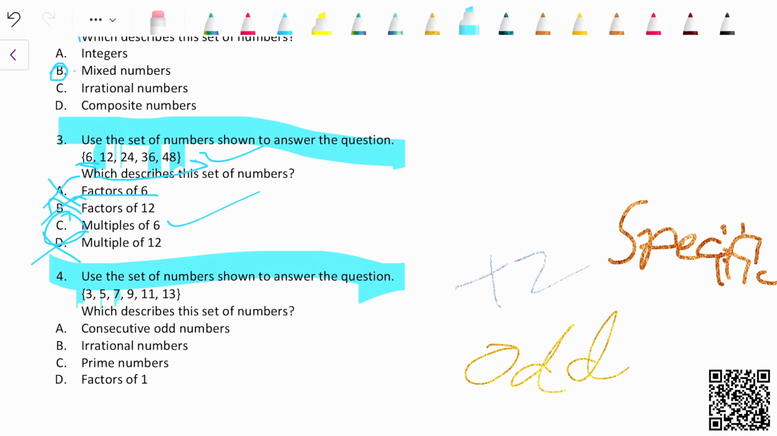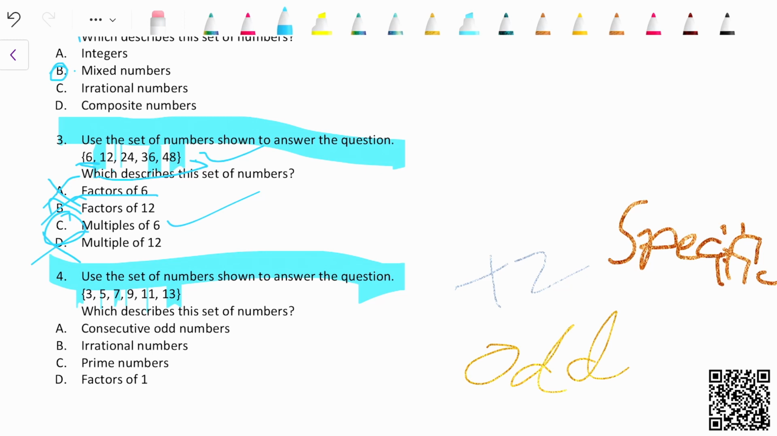Use the set of numbers shown to answer the question. 3, 5, 7, 9, 11, and 13. All right, which describes this set of numbers? And just a bit of an explanation on what consecutive odd numbers are, they're extremely specific. They're basically just all odd numbers, and each time they have to add 2, which is surprisingly specific.